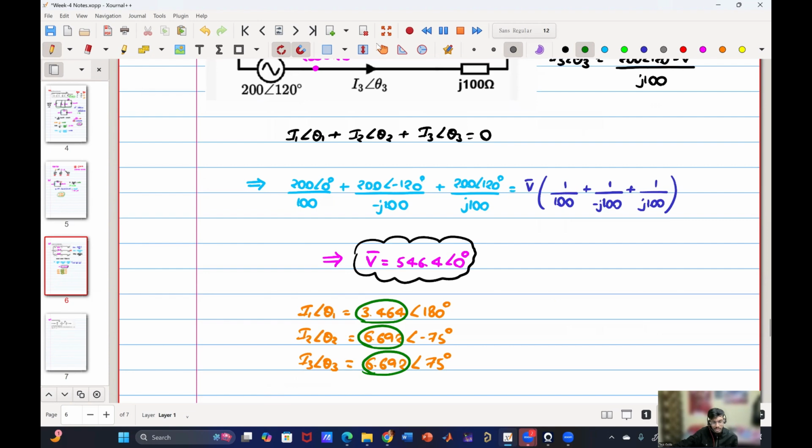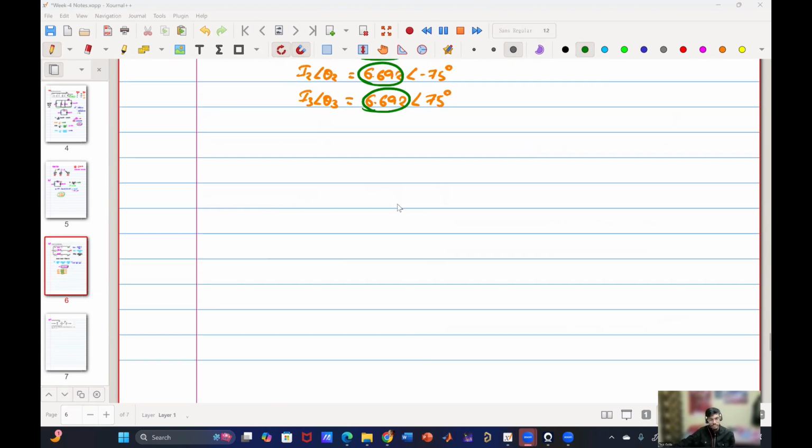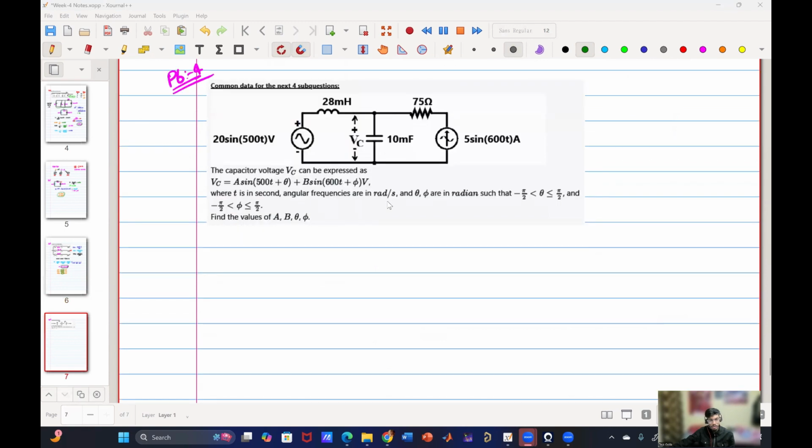Someone has mentioned, sir, next problem. Okay, let us quickly go to this problem. In this problem, we have a voltage source as well as a current source. Superposition means you have to apply superposition, so we'll consider either voltage or current. As I have mentioned, sine omega t will be 20 angle minus 90 degrees, right?